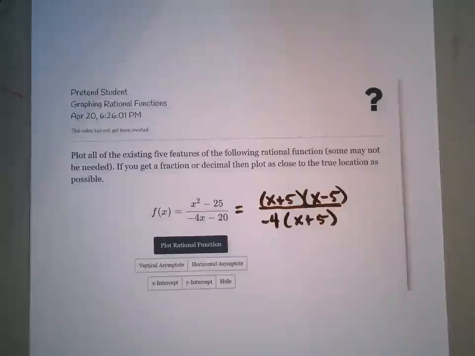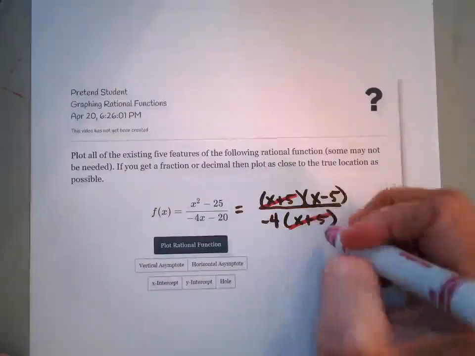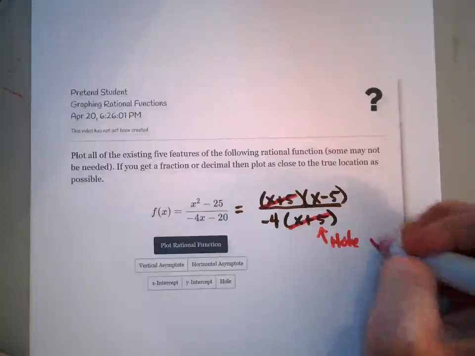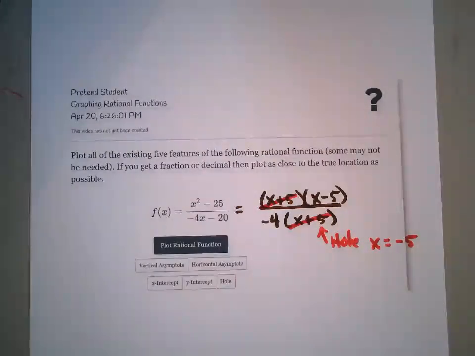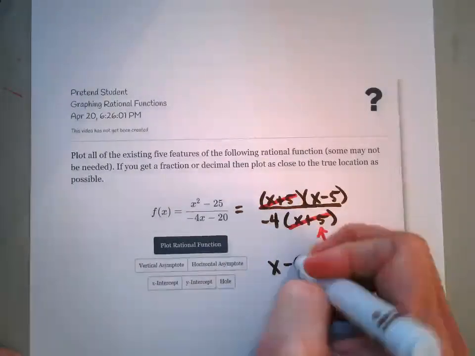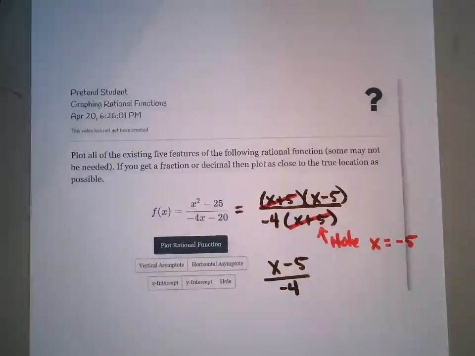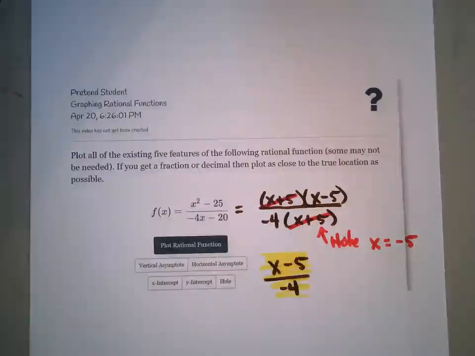And does anything cancel? Yes. The x plus 5 and the x plus 5 cancel, which means we get our hole from that. So we have a hole at x equals -5. So let's write down what the remaining problem is. Okay, so there's the remaining problem. This is where we get all of the rest of our information. So this is what remains. This is where we get the rest of our information from.